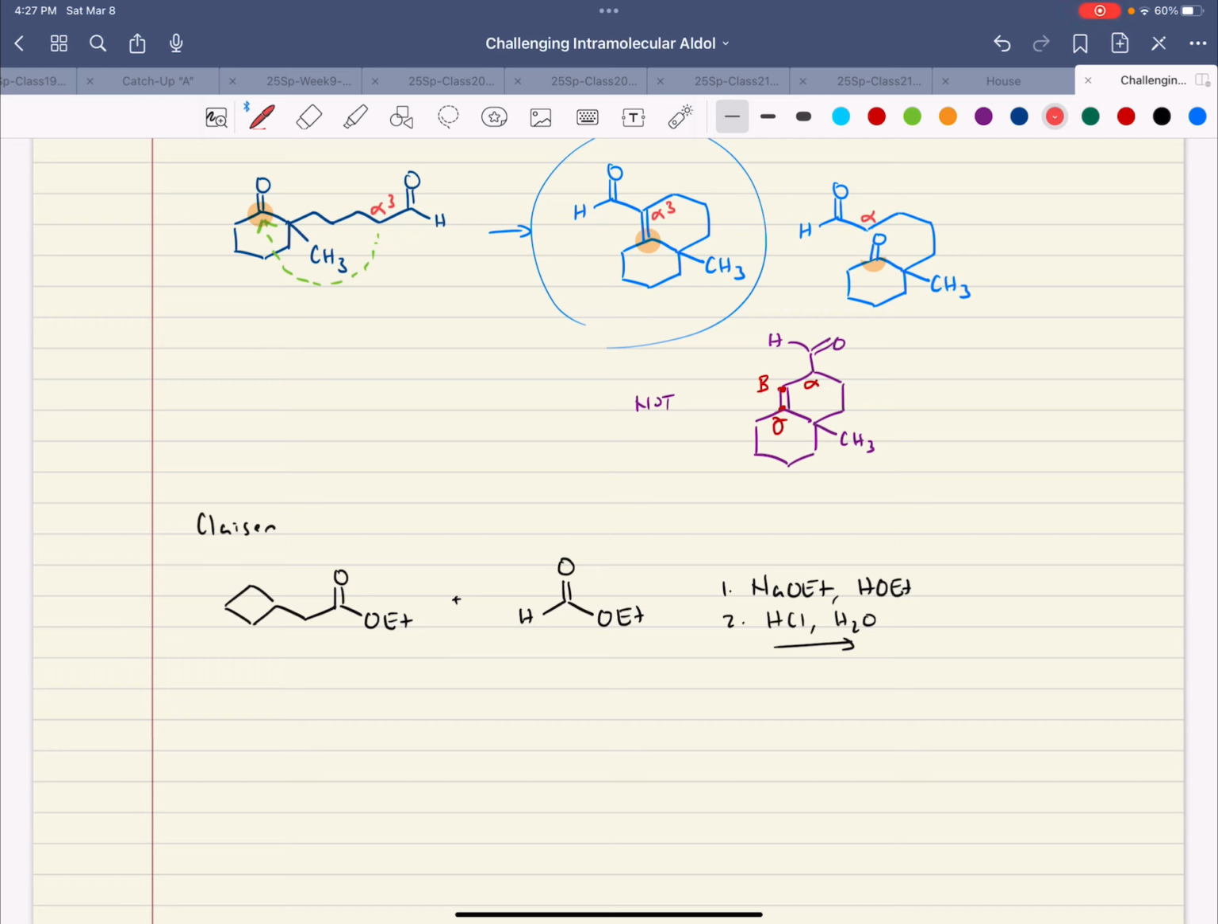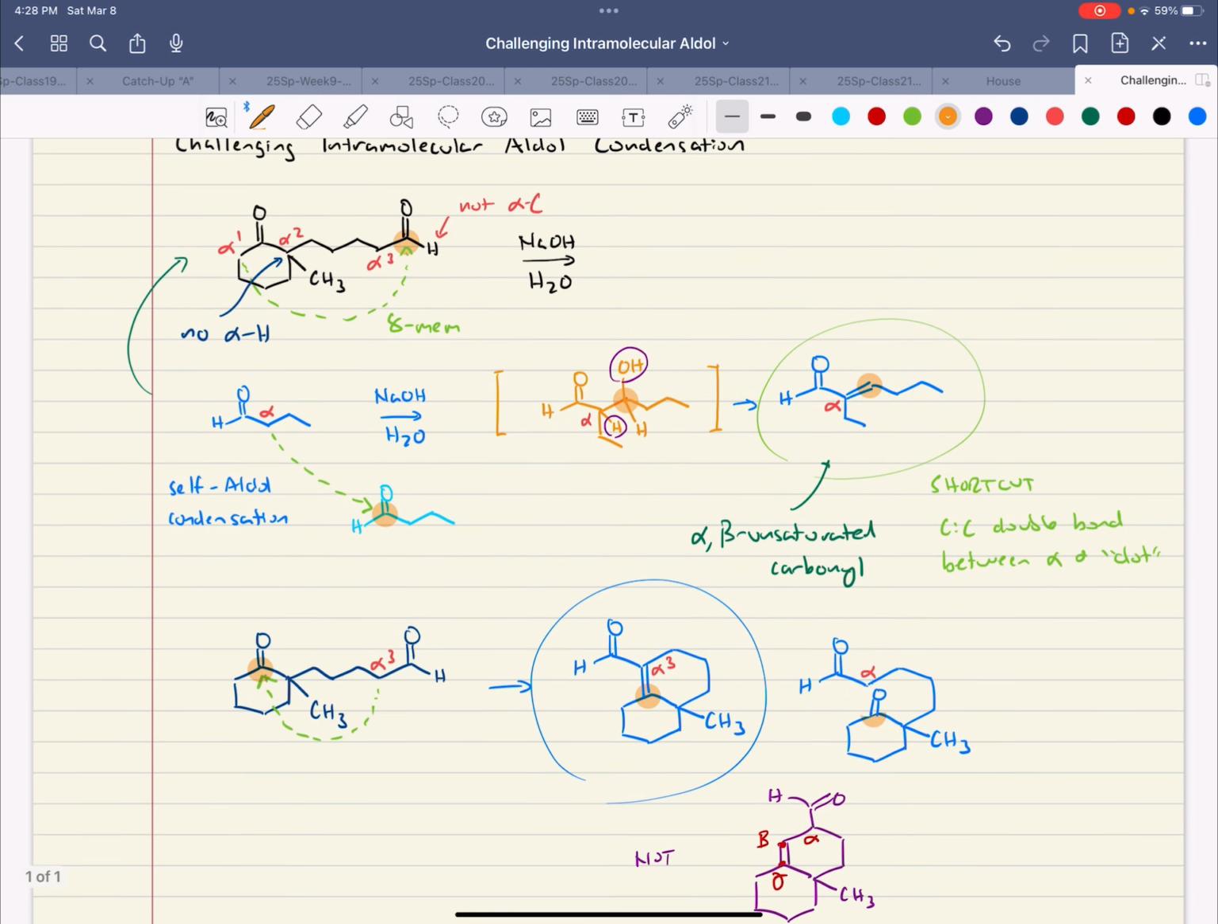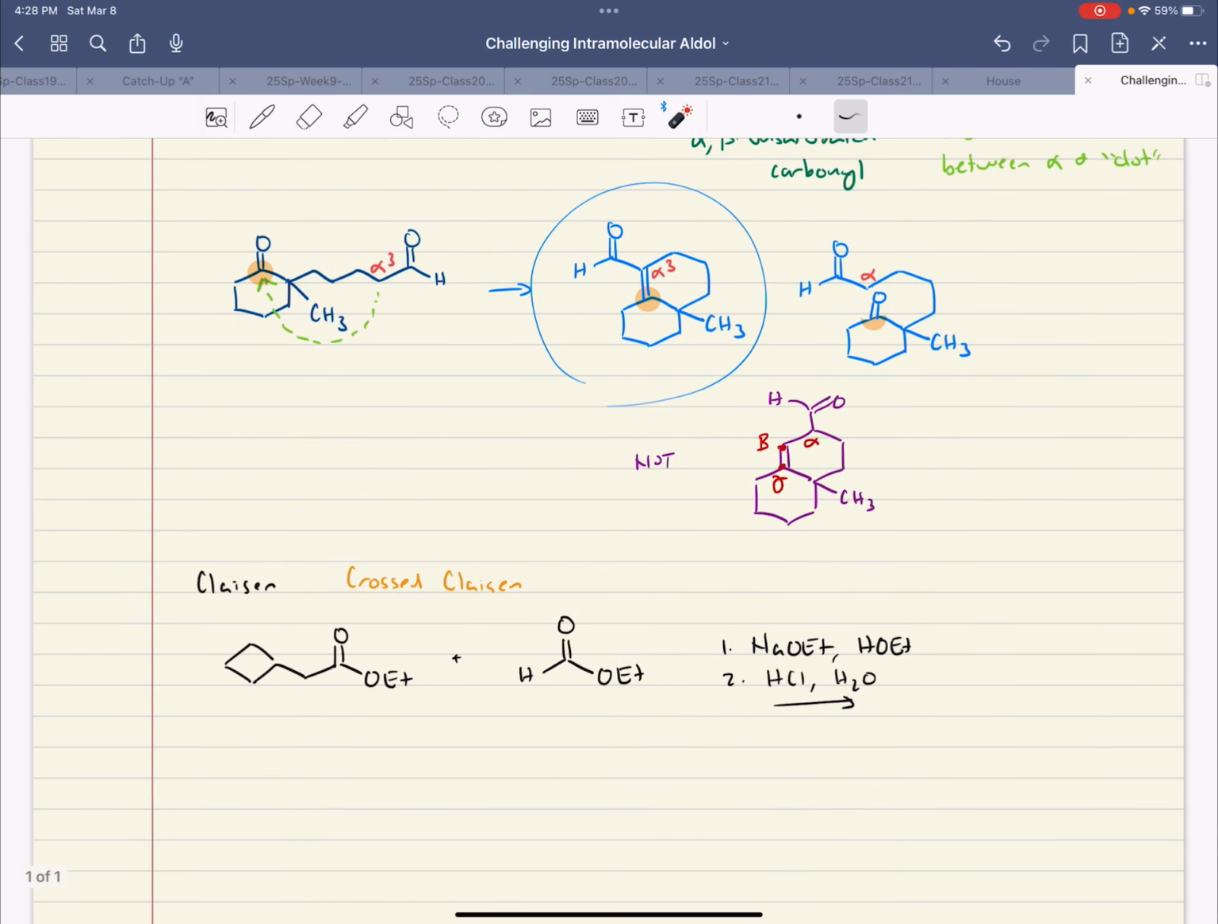And before I do that, this is technically called a crossed Claisen because we're using two different molecules. It's not a self-Claisen and it's not an intramolecular Claisen. Okay, for the crossed Claisen, again, I'm going back to aldol to see what we did. We formed the enolate by deprotonating the alpha and we attack this. Now, when I do the attack on an ester, there's actually going to be a leaving group. In this case, there is no leaving group, okay? But in this case, there is a leaving group, okay?